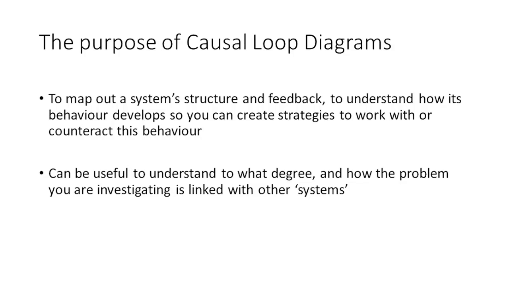Let's start with what is the purpose of a causal loop diagram. The function of causal loop diagrams is to map out a system structure and feedback to understand how its behavior develops, so we can create strategies that work with or counteract this system behavior. Also, it can be useful to understand to what degree and how a problem can be linked with other systems as well. So this is the purpose of causal loop diagrams.